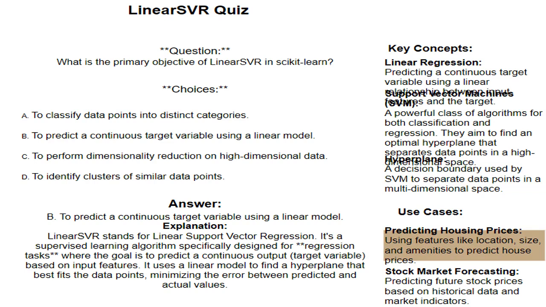Predicting housing prices. Linear SVR can be used to predict house prices based on features like location, size, number of bedrooms, and amenities. This can be helpful for real estate agents, buyers, and sellers to make informed decisions about property value. Stock market forecasting. Linear SVR can be employed to predict future stock prices based on historical data, market indicators, and other relevant factors. This can be useful for investors, traders, and financial analysts to make investment decisions.